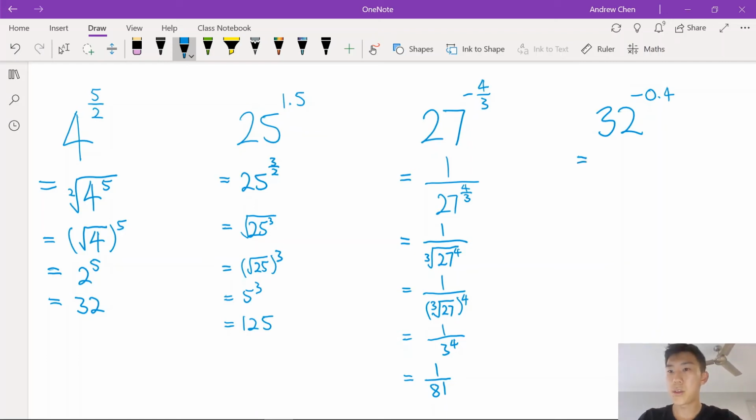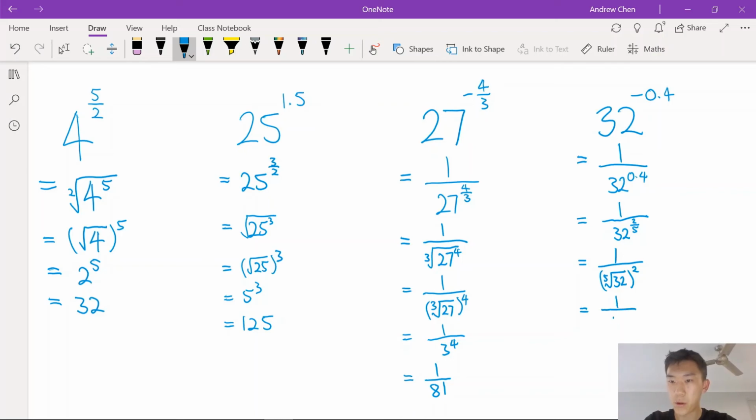And then 32 to the power of negative 0.4, so same deal. We'll turn this into 1 over 32 to the power of positive 0.4. And then we're going to turn 0.4 into a fraction. If you're good with fractions or you figured it out, it'll be 2/5. So this becomes 1 over the 5th root of 32, all squared, which gives me 1 over 2 squared, which gives me a quarter. And I'm done here.